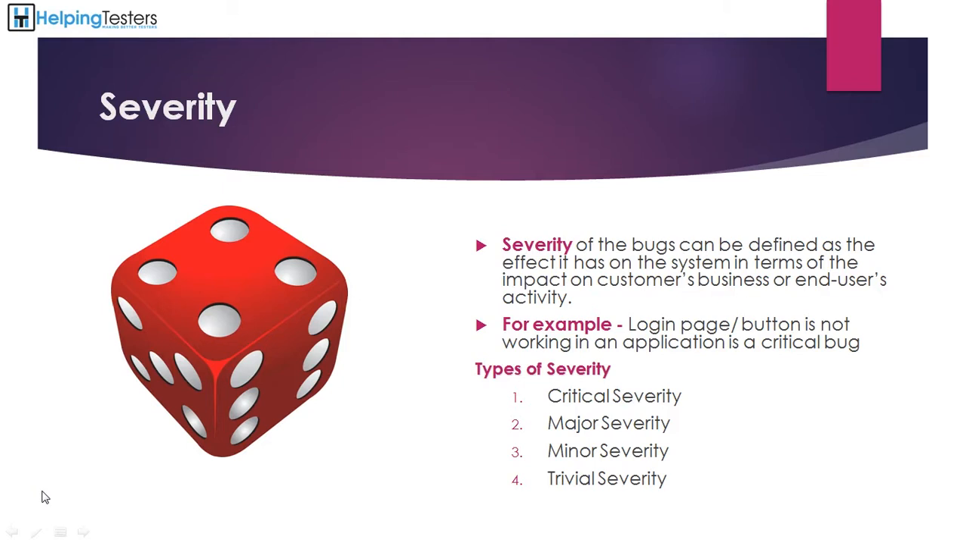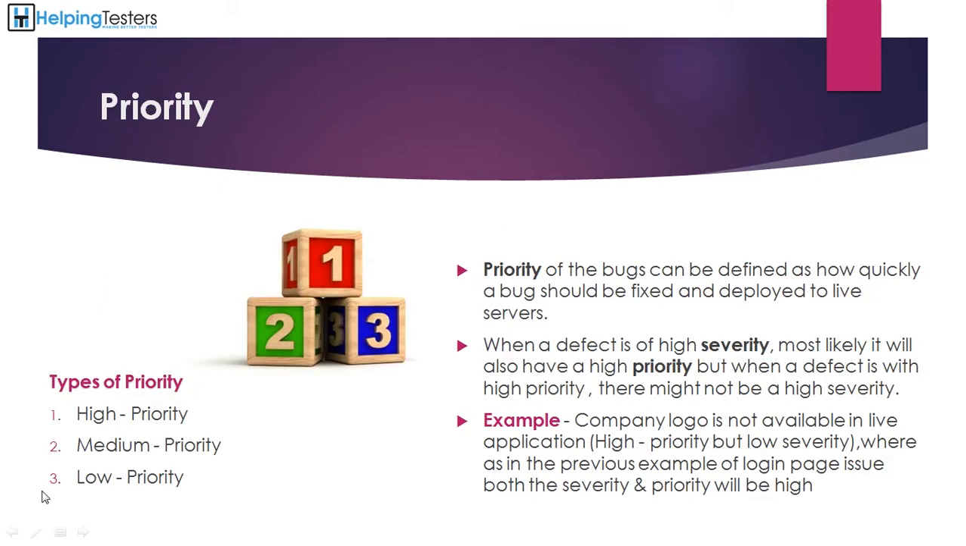There are four types of severity: critical, major, minor and trivial. Next one is priority. Priority is nothing but how quickly you need to fix a bug. There are different types of priority: high, medium and low.